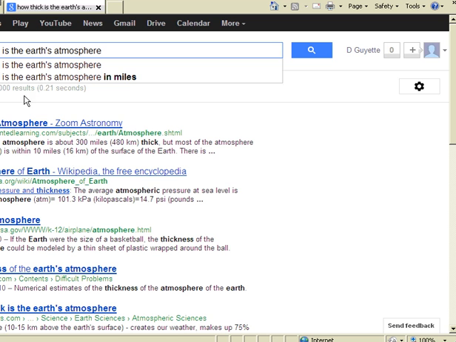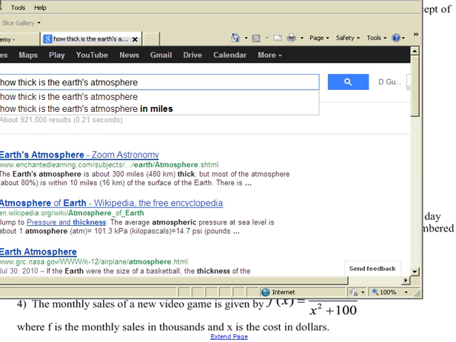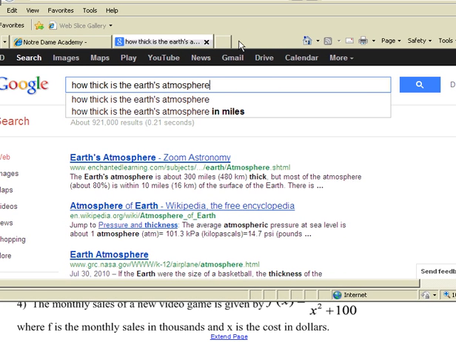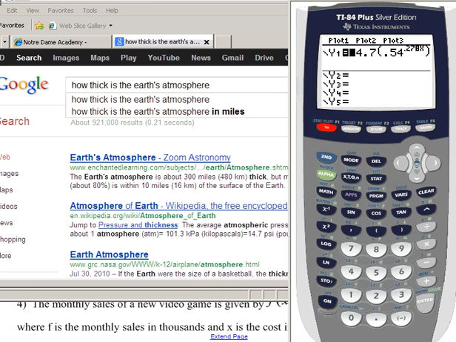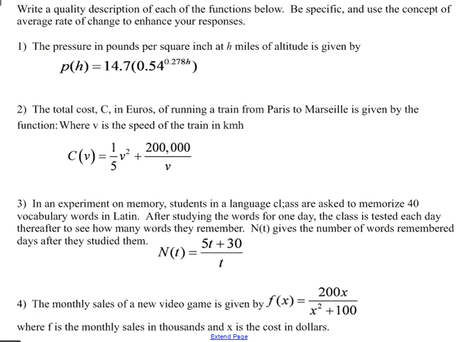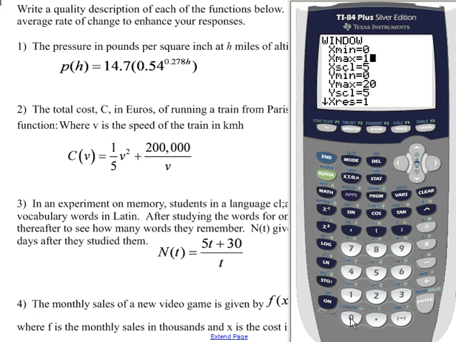Thank you, Google. Unfortunately I have the wrong size window for you to see this. Let me move this over just a little bit. There we go. So I asked Google, hi Google, how thick is the Earth's atmosphere? And here it says the Earth's atmosphere is about 300 miles thick, but most of the atmosphere is within 10 miles. So this is the part that helps me determine what I should set for a viewing window on the calculator. Since most of the atmosphere is in the first 10 miles, I'm just going to go from 0 to 10 to get my window for the x's.